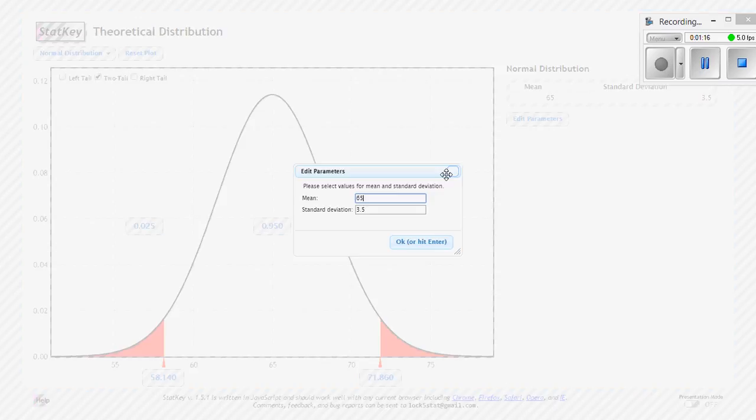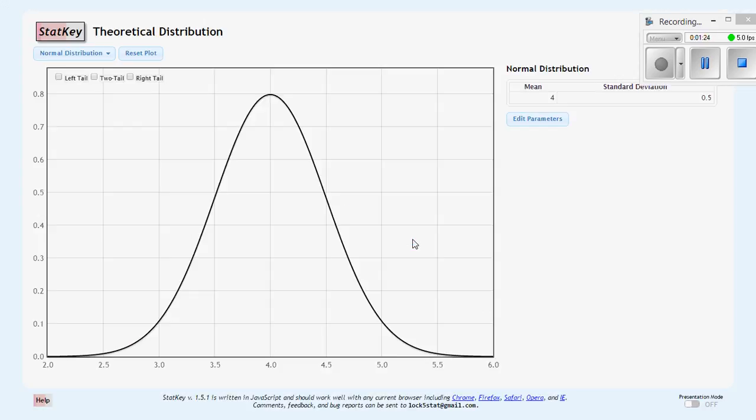Now we could go ahead and change this to whatever we wanted. We could even say it's 4 with a standard deviation, say 0.5, just so it's easier to work with. We could go ahead and click this. 95% of our data is in here. Two standard deviations would be a total of 1. 1 above is 5, 1 below is 3. Between 3 and 5, we should have 95% of our data, which this says we do have.